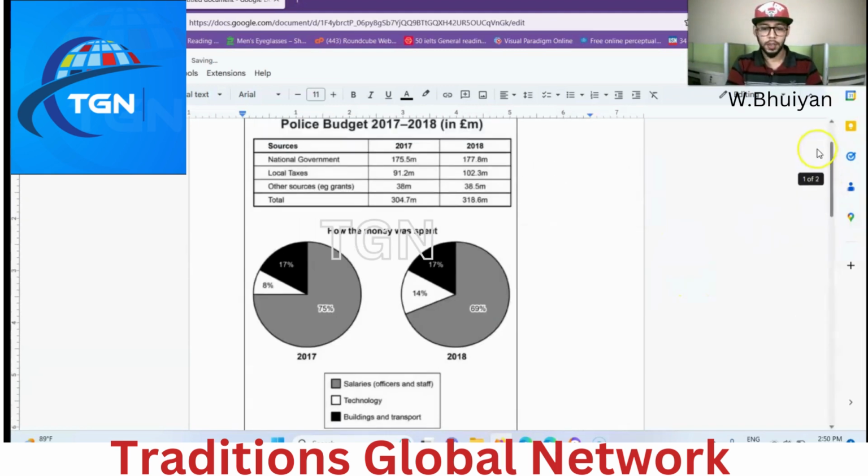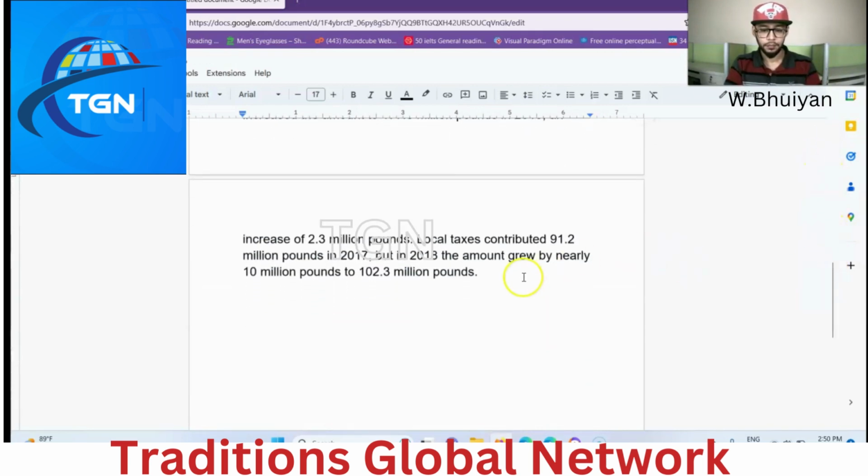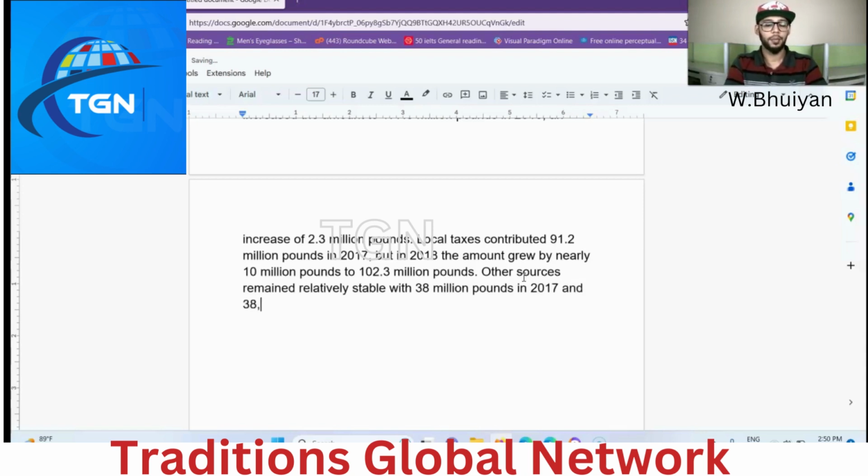I think it was other sources. Example given, grants. Okay. Other sources remained relatively stable with 38 million pounds in 2017 and 38.5 million pounds in 2018.